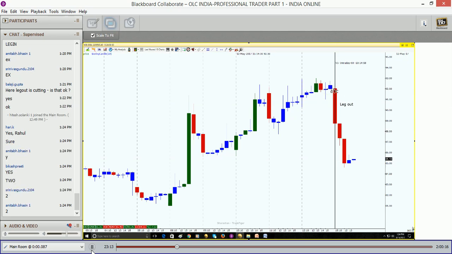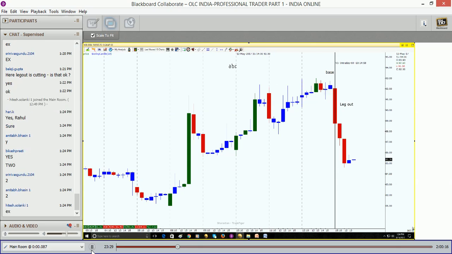Yes, these two base candles here become my base, and the candle following this over here, is this a boring candle or is this an exciting candle, friends? This is also an exciting candle, you will agree, and hence this becomes perfect, Hitesh. My leg in. So I have my leg in, I have my base, I have my leg out.